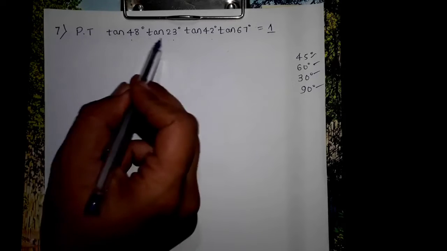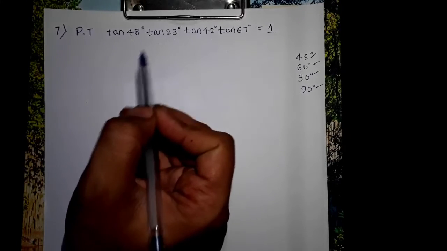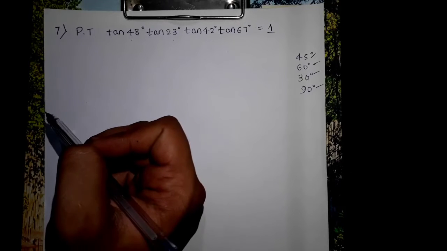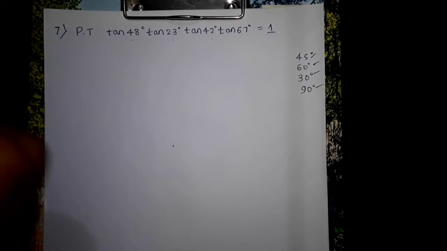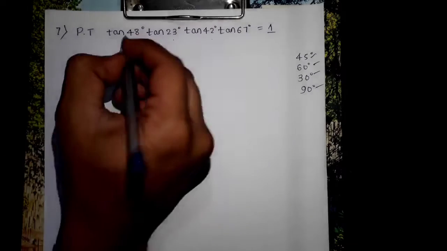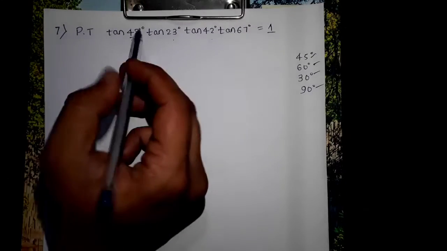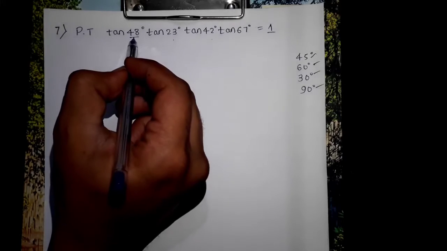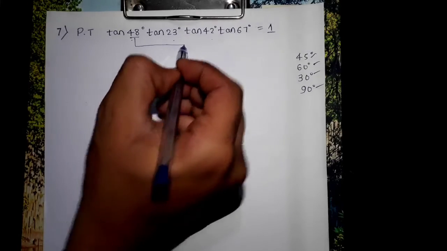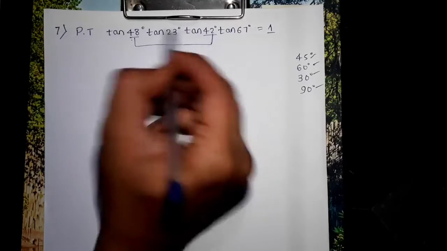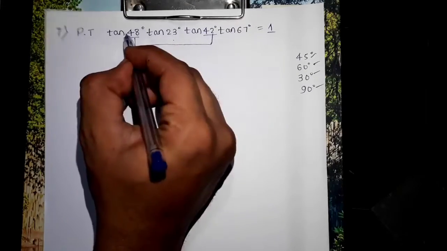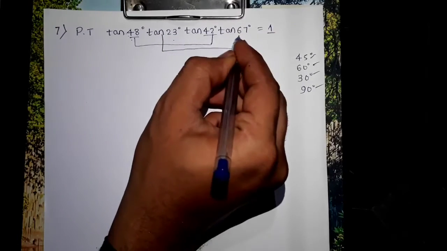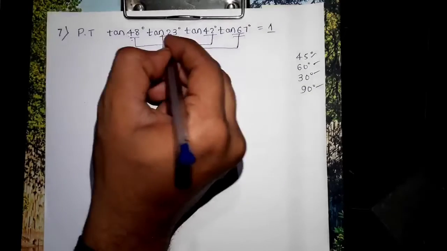Sometimes you may get confused where to apply complementary and where not to apply. So what to do is, consider those types of angles where when you add, total must be 90 degree. It means, for example, here it is 48. For this angle, what must be added so that it will get 90? We have to add 42 degree. It means these both will form a pair. Similarly, tan 23 and tan 67 will form a pair.